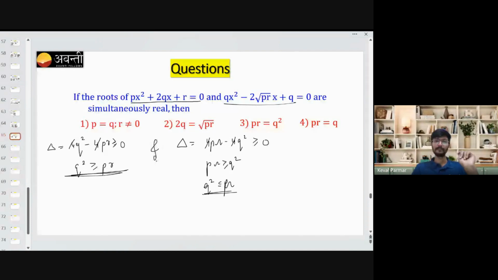And means intersection. What is the intersection? That means q square is equal to pr. And if q square equals pr, that means our option is option number 3. I hope it is clear. Please guys, make yourself very clear here.